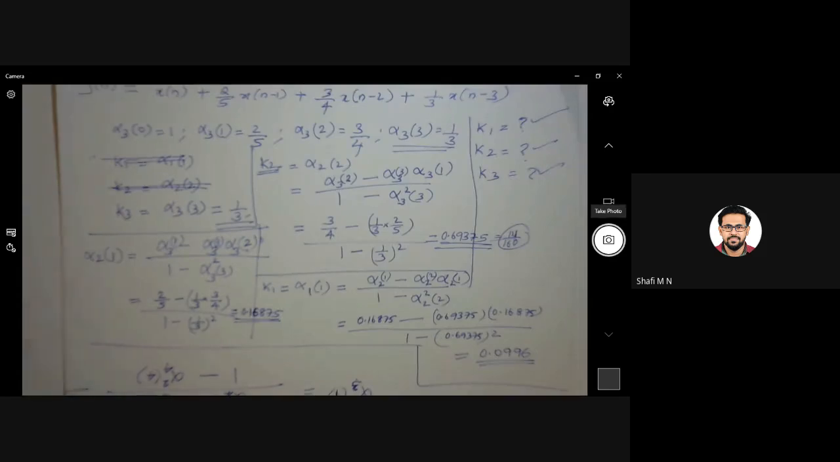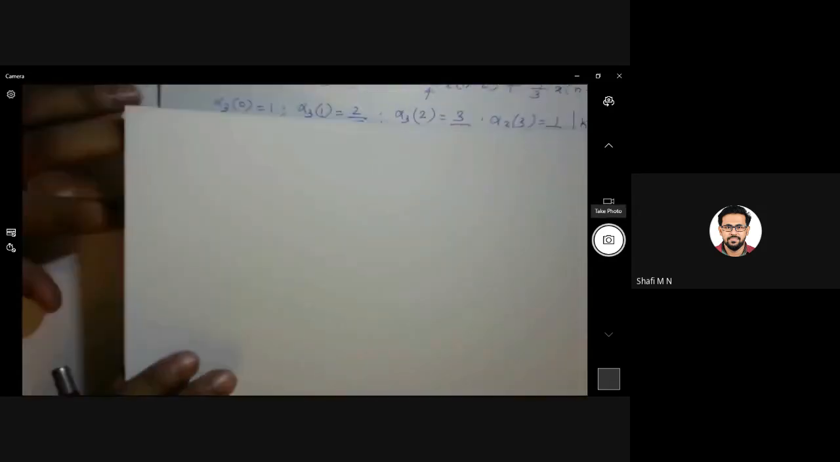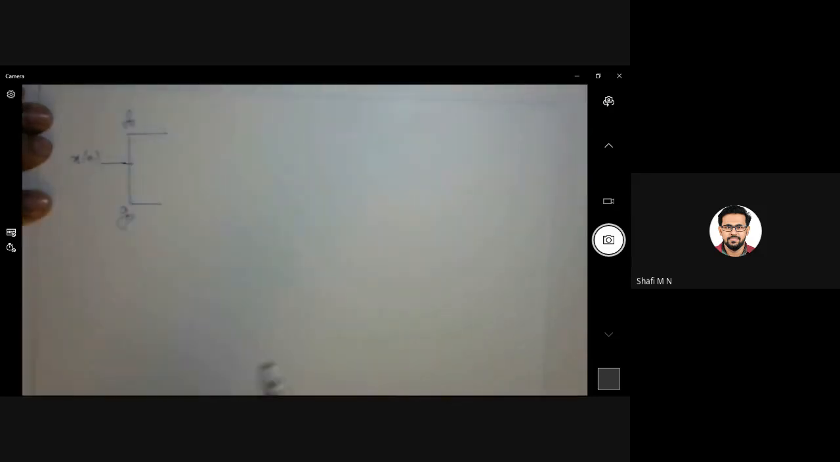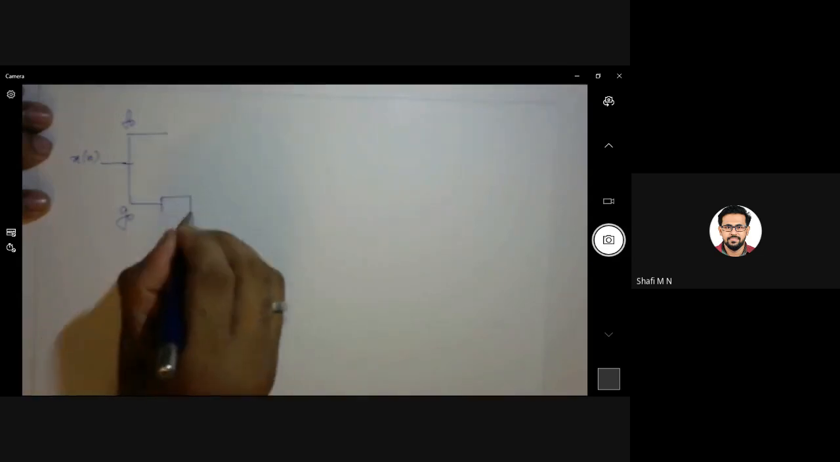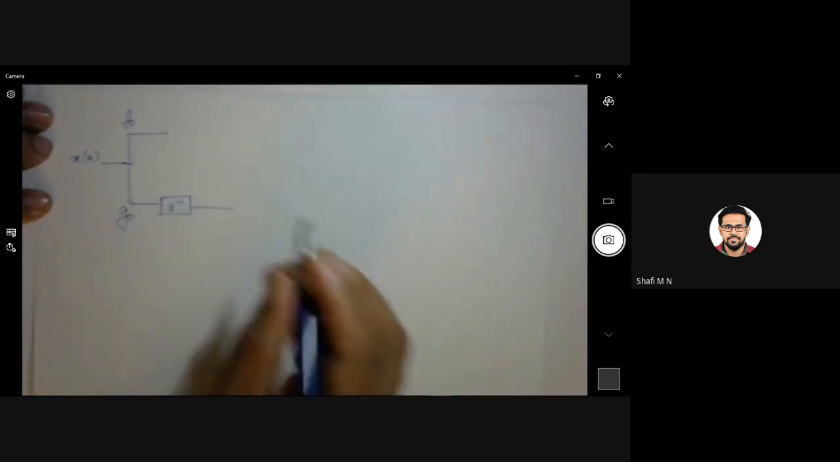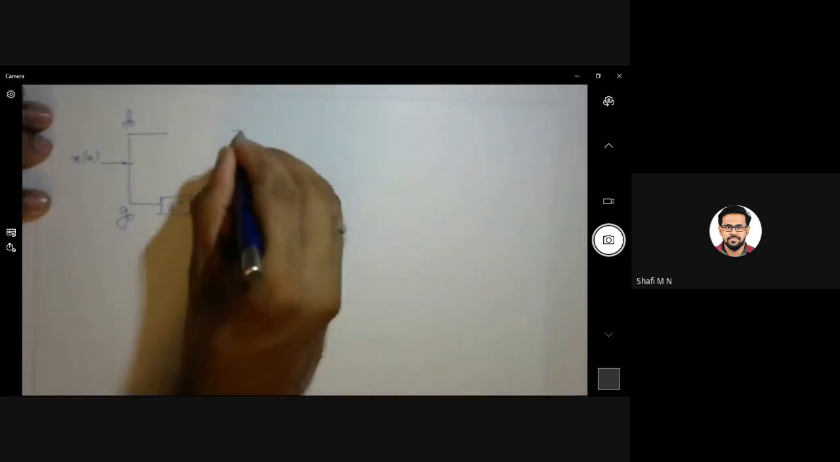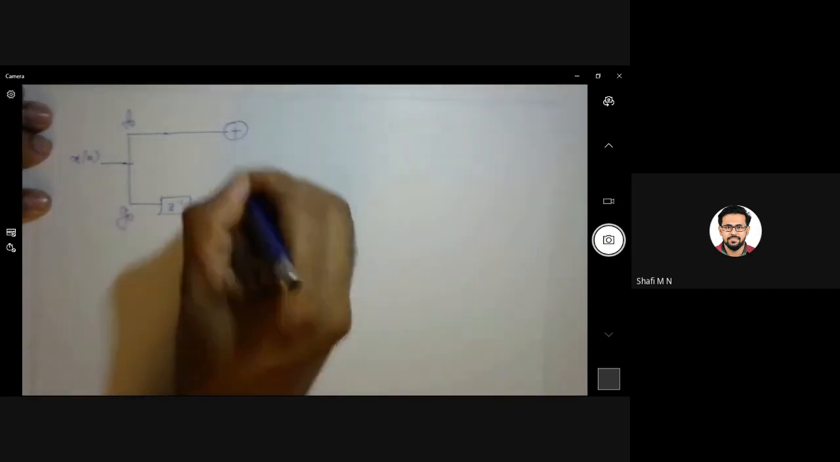Let's draw the lattice structure. Is it clear? Anangil lattice structure varayam. All of you draw the lattice structure. So third order system. Basic lattice structure manasili variya. You have F rail and the G rail. So this is your X of n. Here you will have F naught. Here you will have G naught. Then immediately a delay element. Then two summing blocks. They should be in parallel.